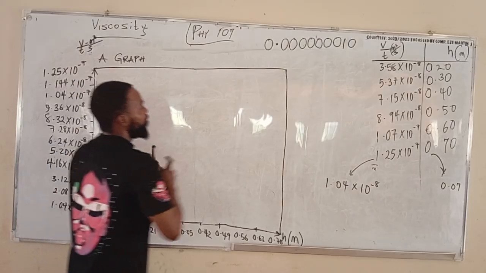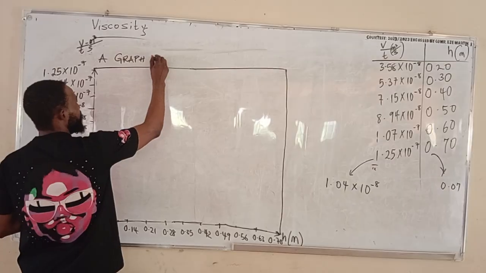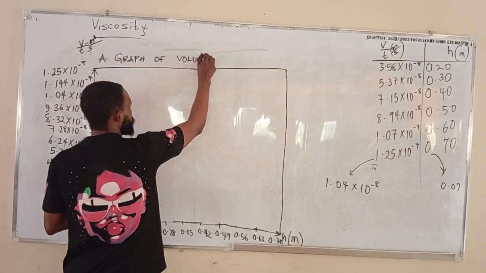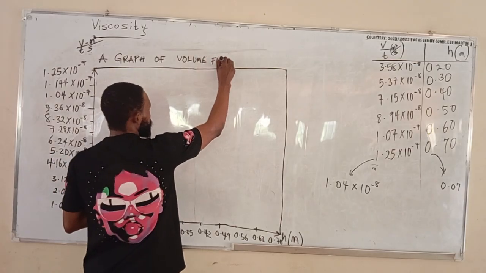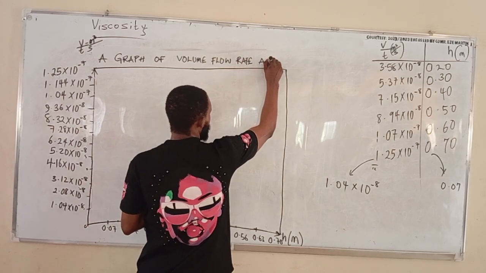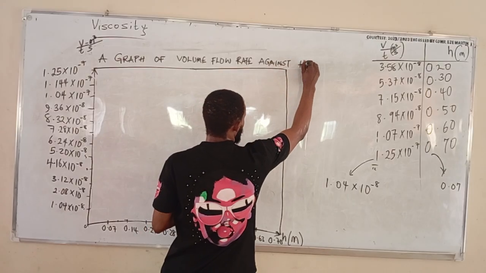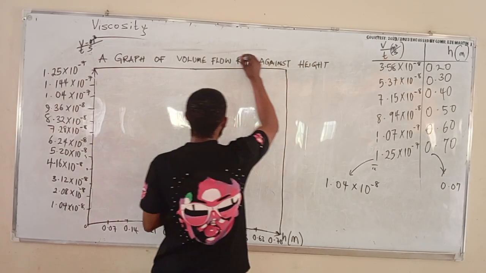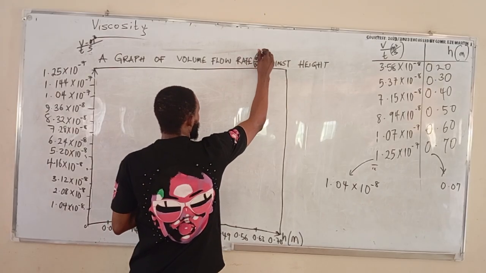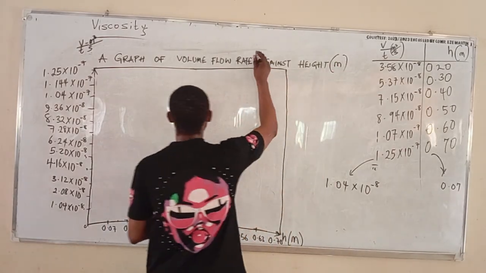and you know, if I'm using capital letter, I don't have to start underlining it. Of volume flow rate against height. And you know that when you write this one, you should put meter cube per seconds. Then you put meter. Very important. I'll write my dates.